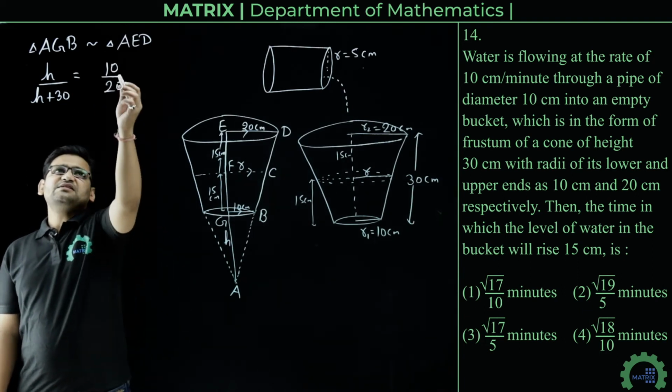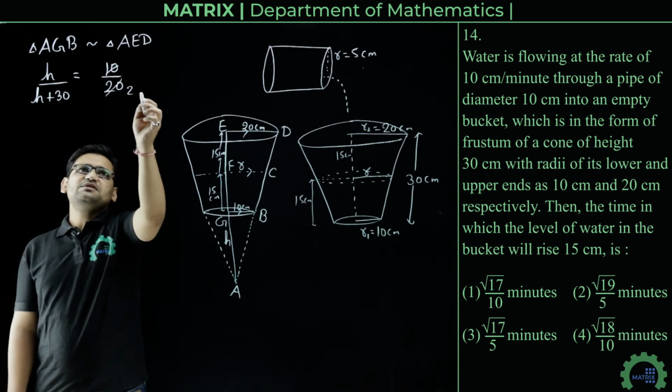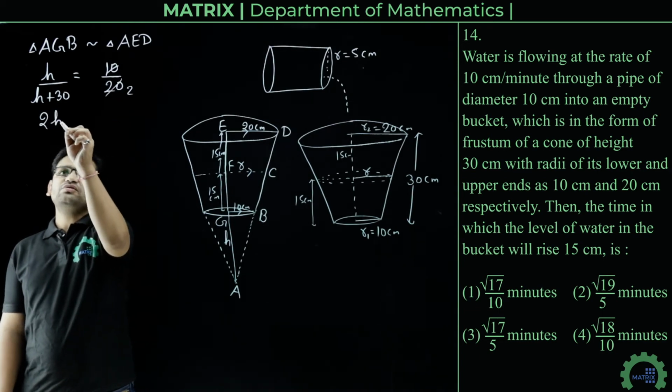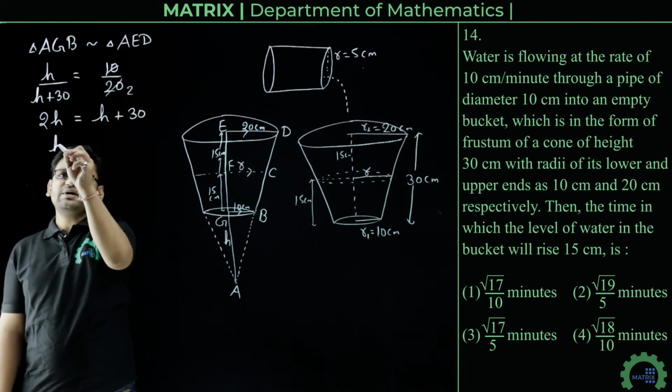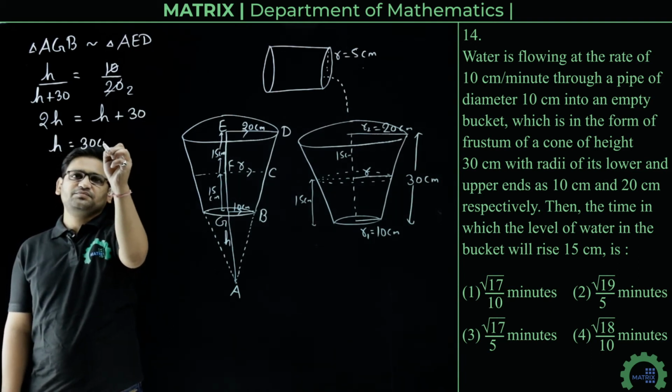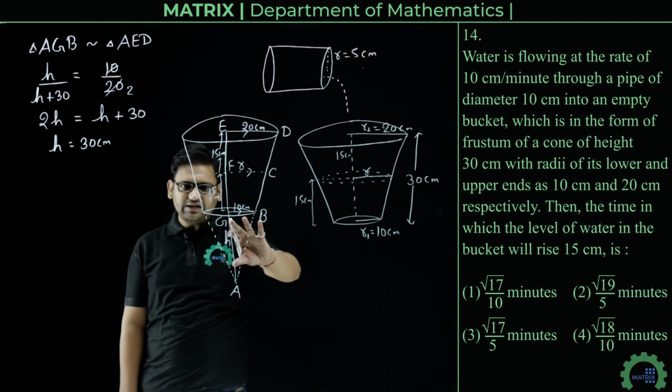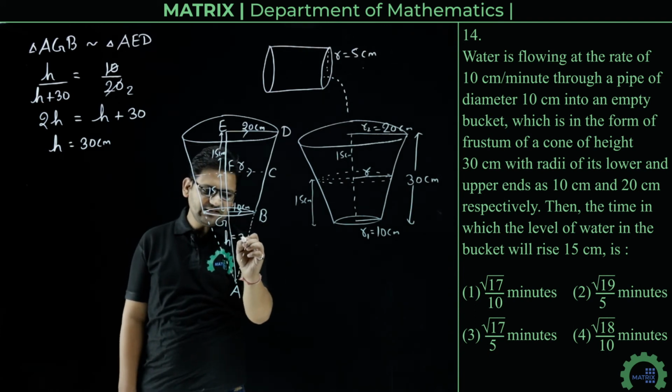On simplifying this, we get 2h equals h plus 30, so h will be equal to 30 centimeter. Now the value of this height h is 30 centimeter.